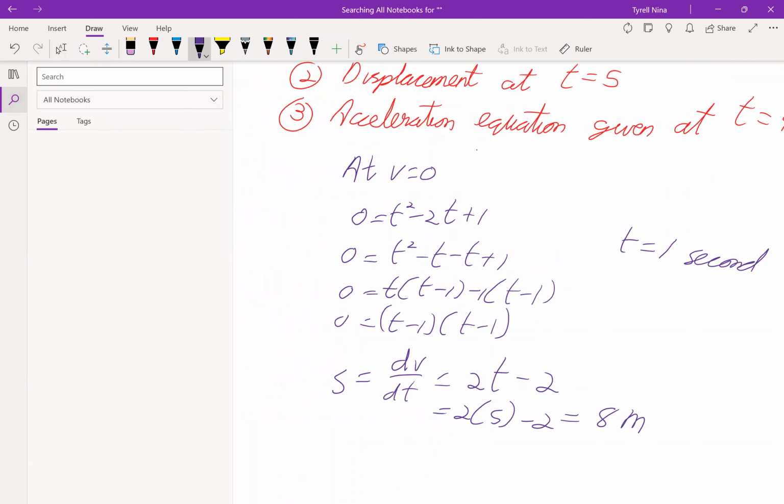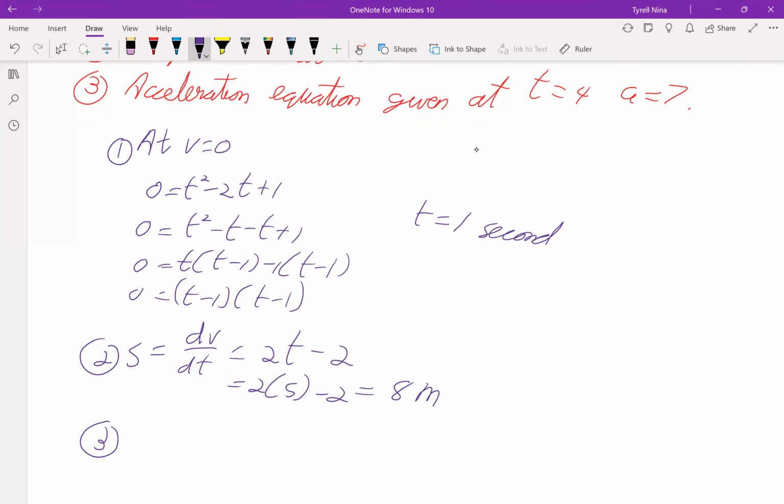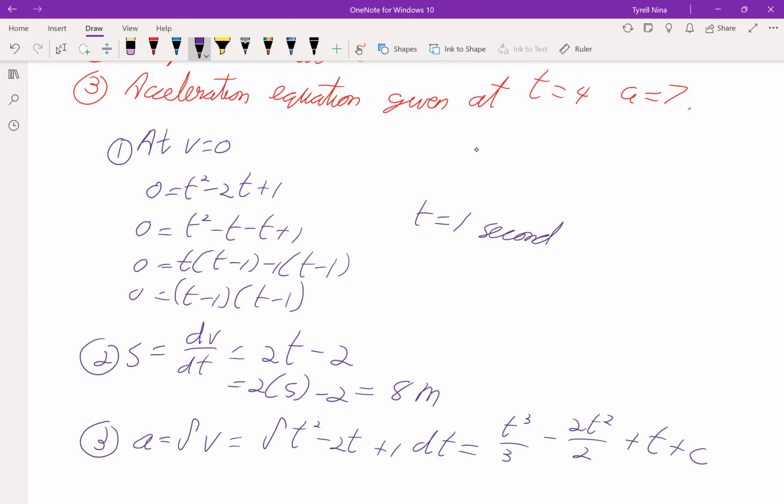Acceleration, so 1, 2, 3. Acceleration equation given: at t equals 4, a equals 7. So a is the integral of v, the integral of t squared minus 2t plus 1 dt. T cubed over 3 minus 2t squared over 2 plus t plus c. But notice that c is not supposed to be there. So that is why they gave us this condition.